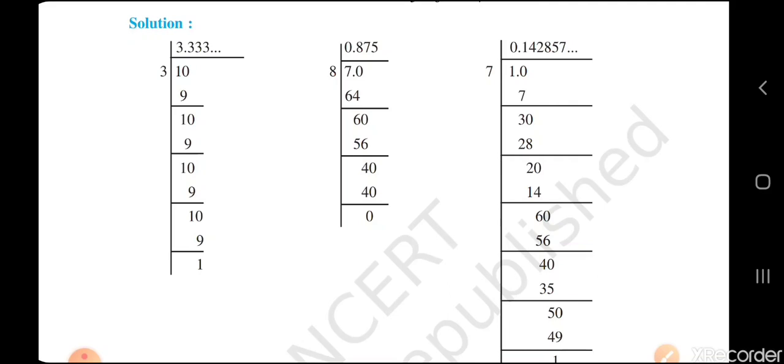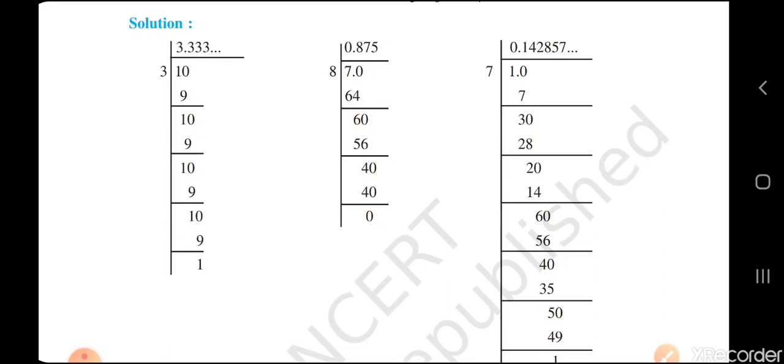Next, the third thing: if the remainders repeat, then we get a repeating block of digits in the quotient. For example, in 1 upon 3, 3 repeats in the quotient, and for 1 upon 7 we get the block of 1, 4, 2, 8, 5, 7 in the quotient.